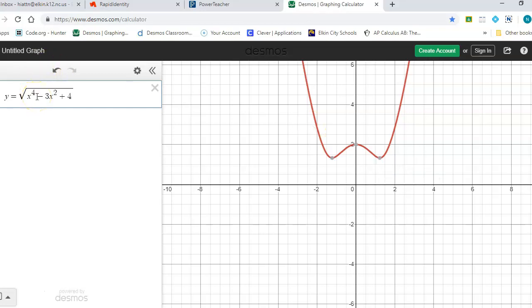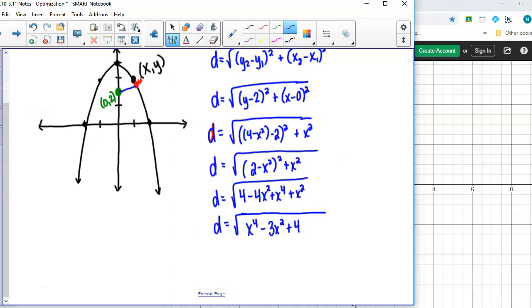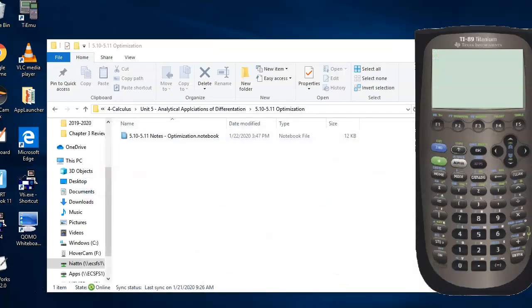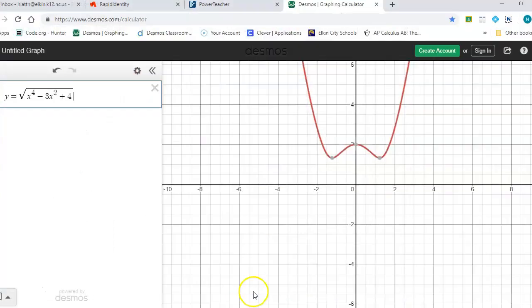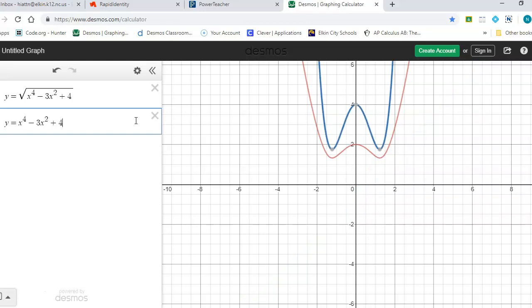And this one probably is not going to be calculator active on the exam. So that strategy is not going to work. However, I do want you to look at this. Y equals x to the fourth minus 3x squared plus 4. Okay? If I look at that graph, it's a different graph. But what do you notice about those minimum points? Their x-coordinates are the same, right? So the x-coordinates are the same, which is all I really need right here.